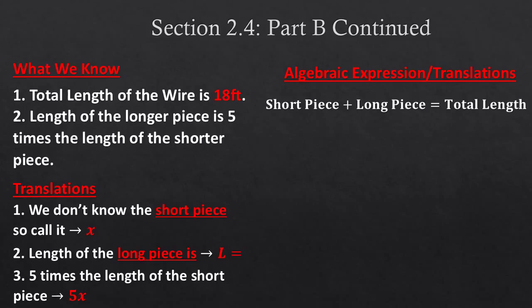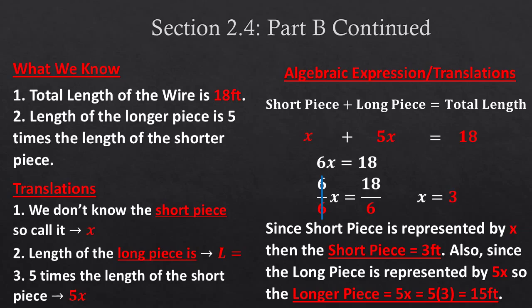So the short piece we said would be called by x. The longer piece we translated to mean temporarily 5x, equals the total length of the wire, which is 18. Here's our equation. We have like terms on the left-hand side, which is x or 1x, being combined with the positive 5x, which is 6x equals 18. To solve for x, divide both sides by 6. Therefore, x equals 18 divided by 6, both numbers being positive, gives me a positive 3. So x equals 3.